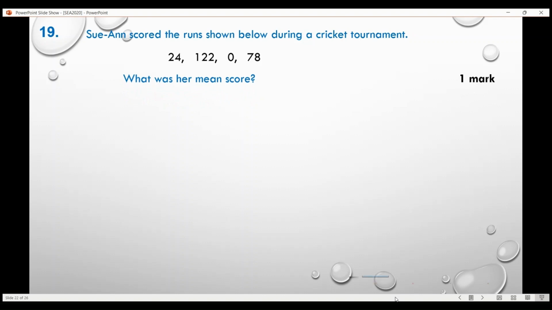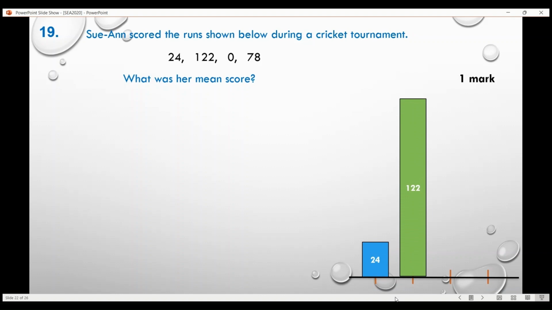So we'll bring up a bar graph, a little one we could sketch on the side. And in her first innings, she scored 24. In the second innings, 122. In the third innings, there's no bar because she scored no runs. And in the fourth innings, she scored 78. So let's remind ourselves, what do we understand when we're speaking about mean? Mean or average, it's a way of saying that if we redistribute these numbers so that in each innings she scores the same amount, then that value will be the mean.